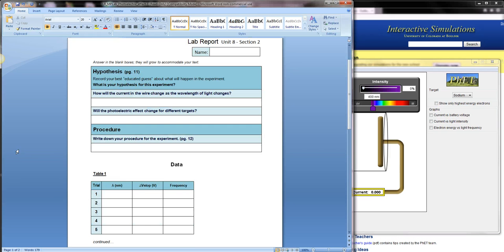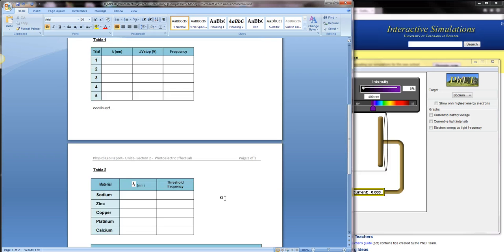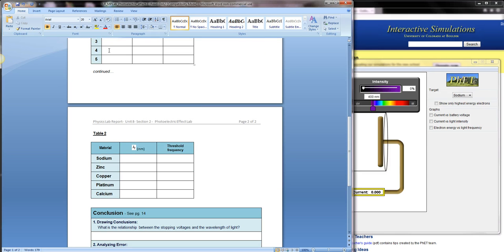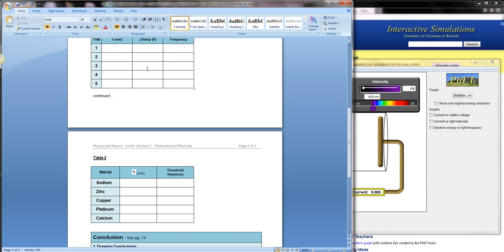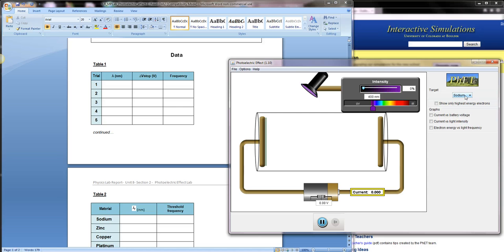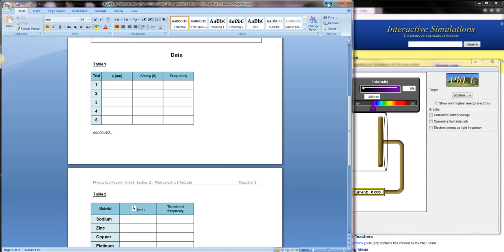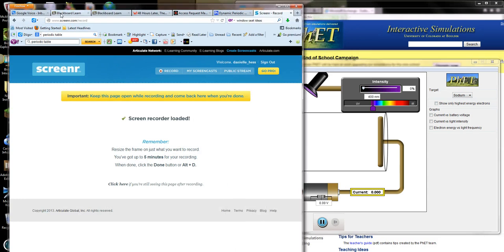Now, you just have two different types of experiments you're going to do. You're going to mess with the sodium plate first and find your wavelengths. You have a specific set of wavelengths that are set up, and then you are going to mess with the voltage to find out when the particles stop. And then in the second table, you're going to look at different materials and when that threshold is met, when particles start moving.